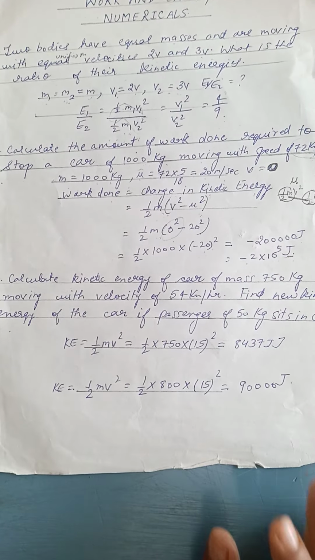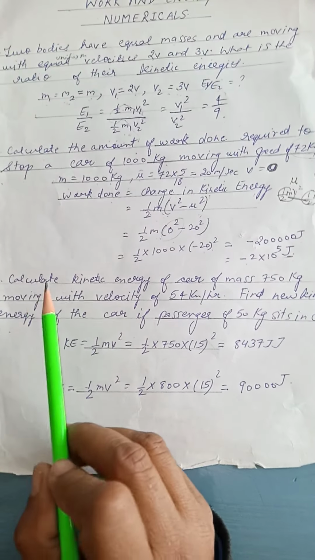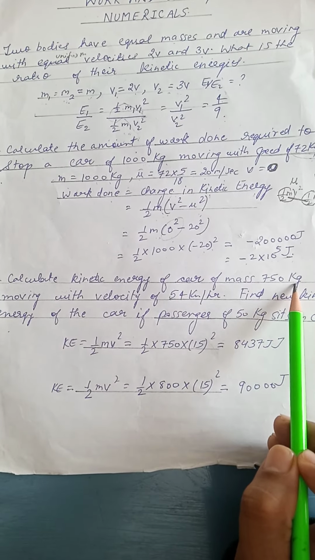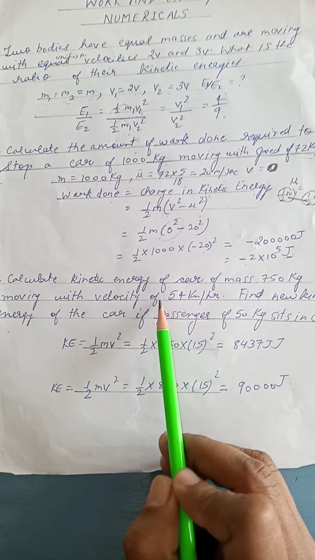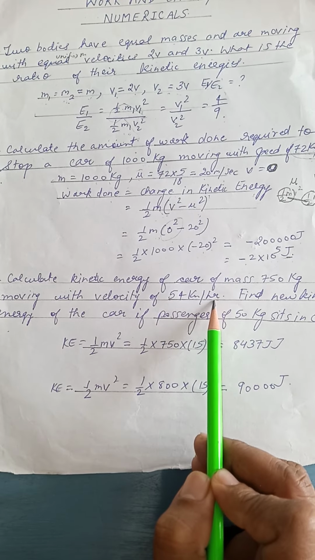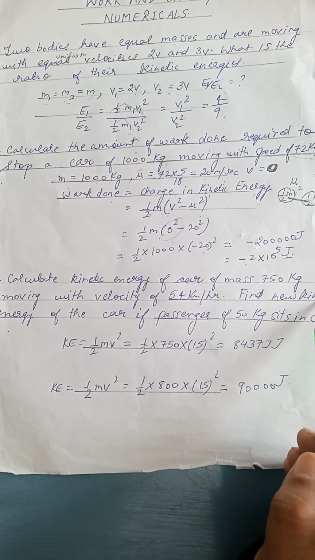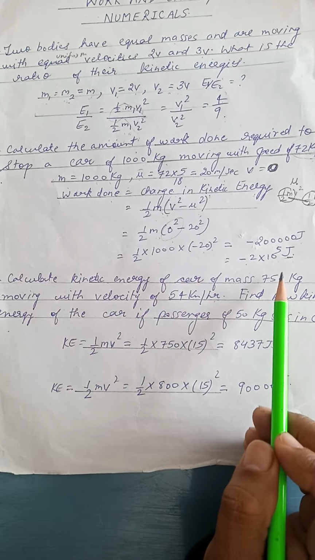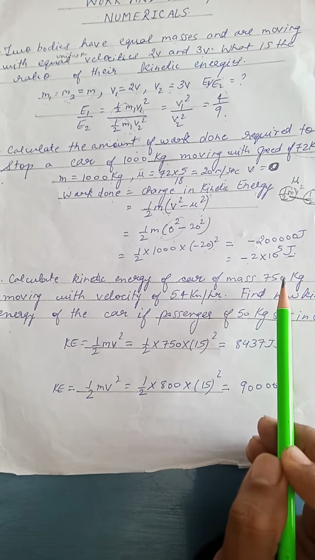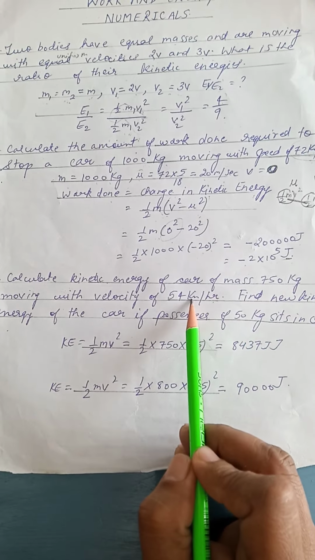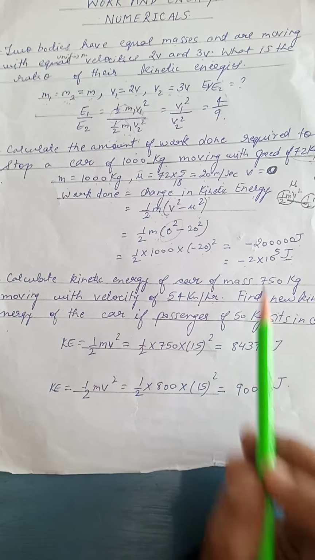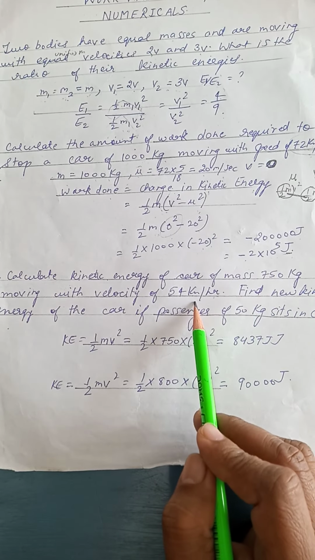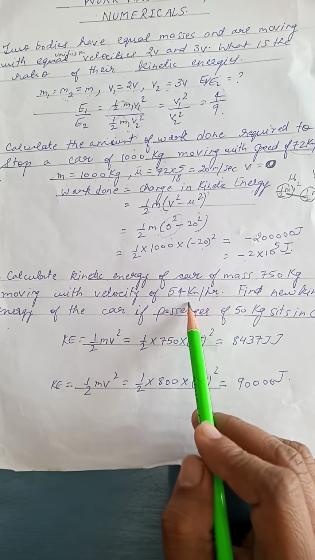Okay, now the next question: calculate kinetic energy of the car of mass 750 kg moving with the velocity 54 km per hour. Find new kinetic energy. Now the first part is to calculate kinetic energy as per the given condition. The mass is 750 and the speed is 54 km per hour. So first you will calculate the value according to the given condition.